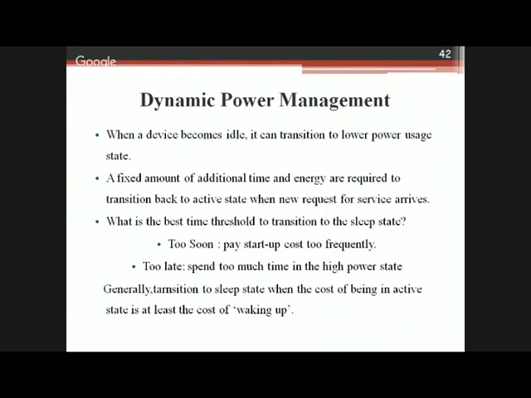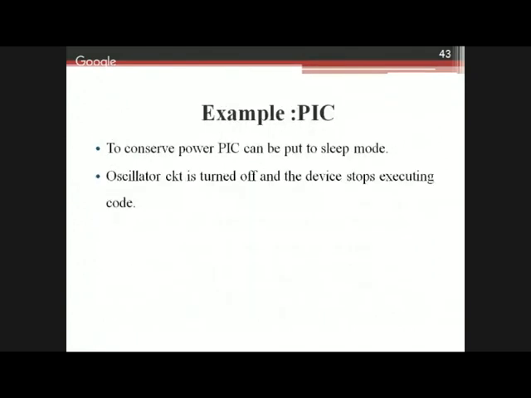The dynamic power management concept fails if this trade-off is not satisfied. One example is the PIC. To conserve power, the PIC can be put into sleep mode, where its oscillator circuit is turned off and the device stops executing code.